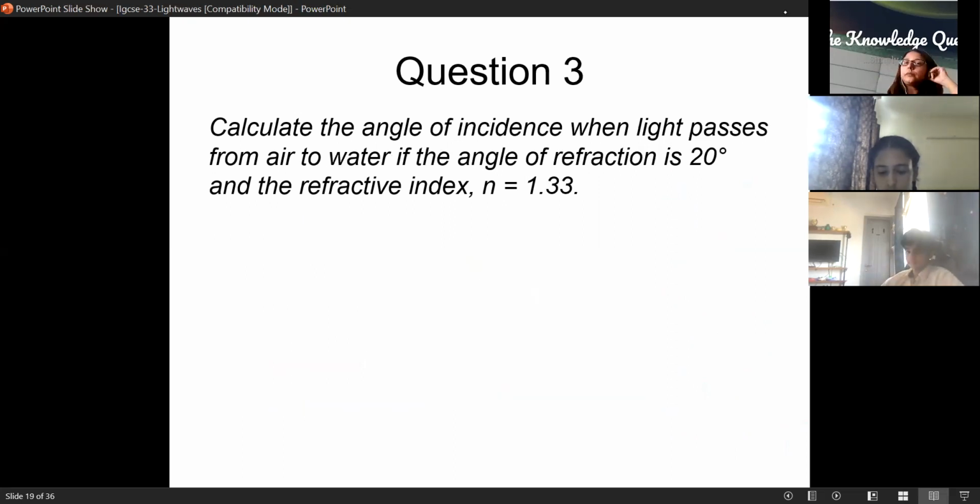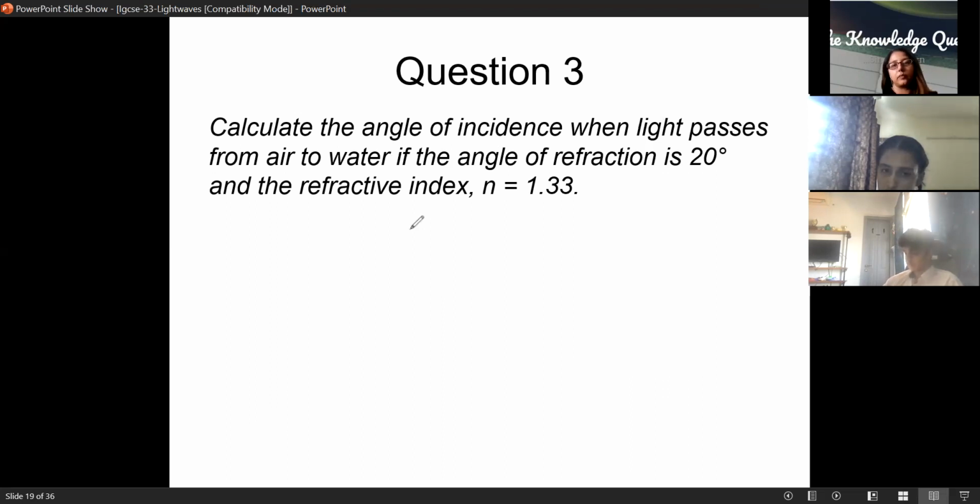Let's do this question. Calculate the angle of incidence when light passes from air to water if the angle of refraction is 20 degrees and the refractive index n is equal to 1.33. Amar, you will tell me the formula and everything. If your calculator is not working, Trisha, you will tell me all the values. Oh, then I got the answer. Tell me.